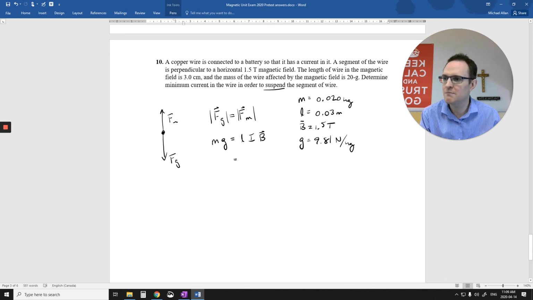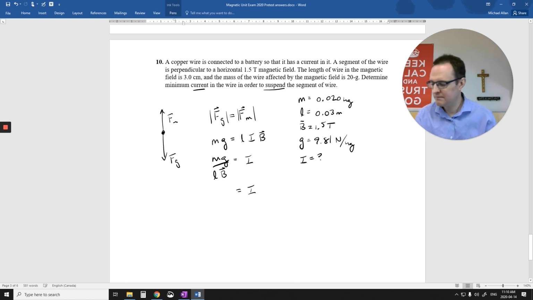What are we trying to find? Determine the minimum current. So we're looking for I in this case. So I'm going to rearrange this equation. Divide the L and the B over. Looks pretty good. Just punch some numbers in my calculator now. Current has to be 2 sig digs again, 4.4 amperes.